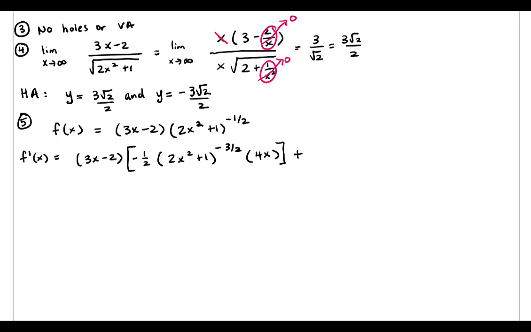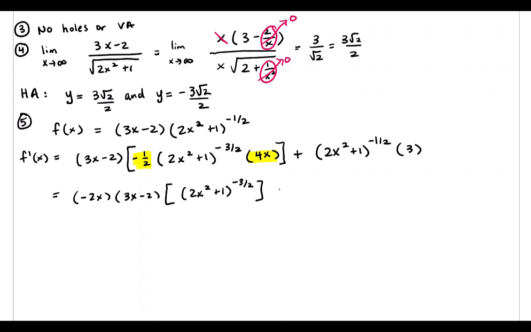Okay, so now we have our plus, so we did first times the derivative of second plus the second times the derivative of the first function, which would be 3 in this case. Now let's do some simplification. I'm going to multiply this negative 1/2 right here with this 4x, and if we do that, we will get negative 2x. And so I'm going to put this in the front. And then I have the 3x minus 2. And then inside of my bracket, we have 2x squared plus 1 to the negative 3/2 plus, I'm just going to move the 3 to the front.